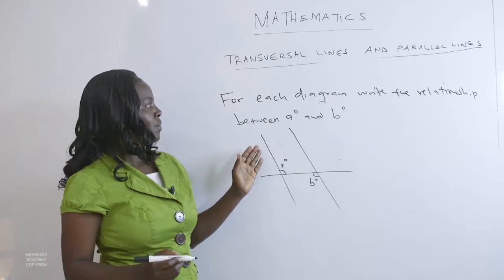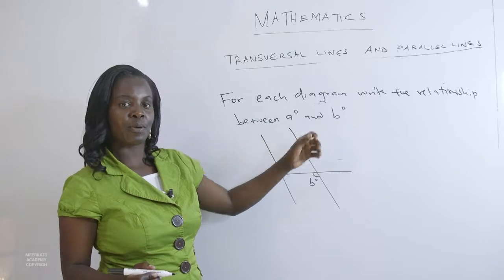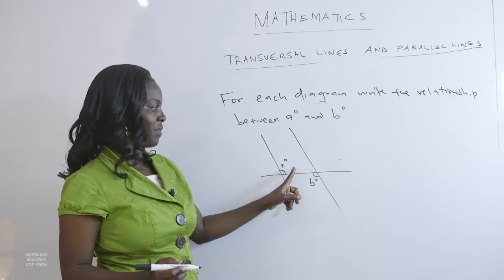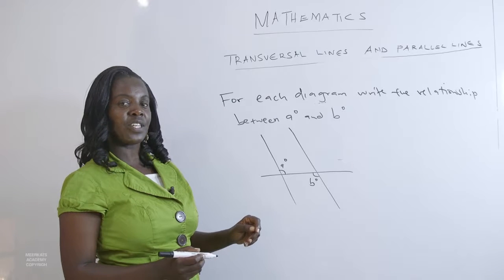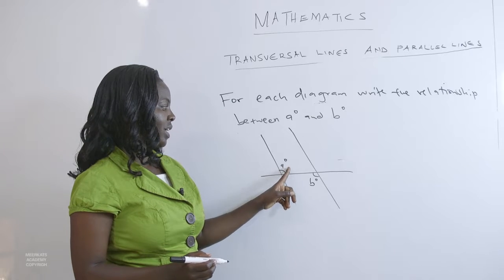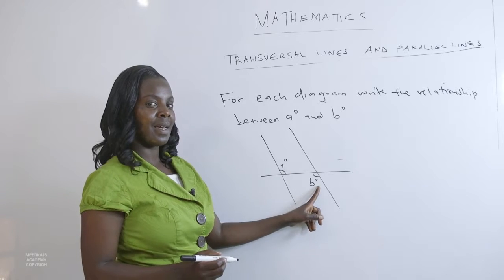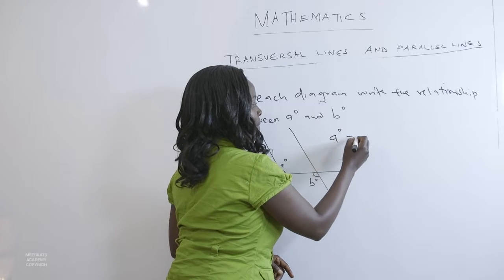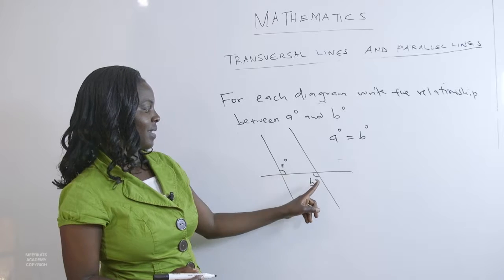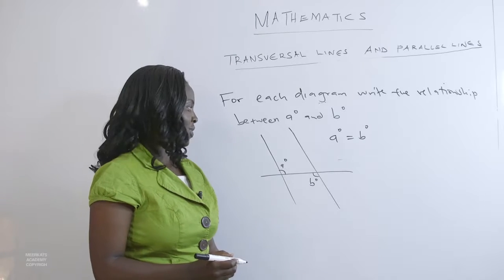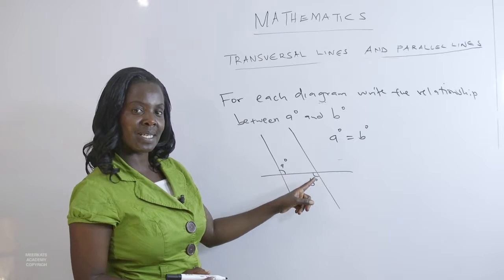So let's look at this other example. For each diagram, write the relationship between angle A and angle B. So we have this diagram here, we have A here, then we have B there. What is the relationship? Giving reasons. If you can remember well, A and B are equal. The reason is because they are alternate angles.